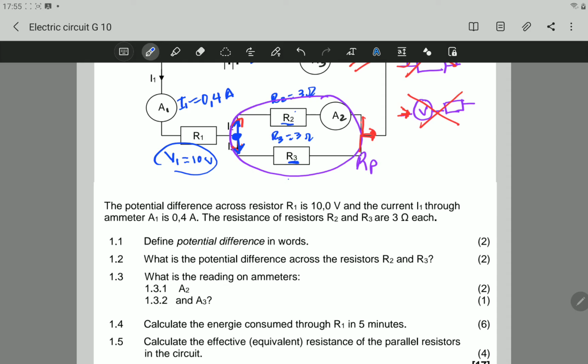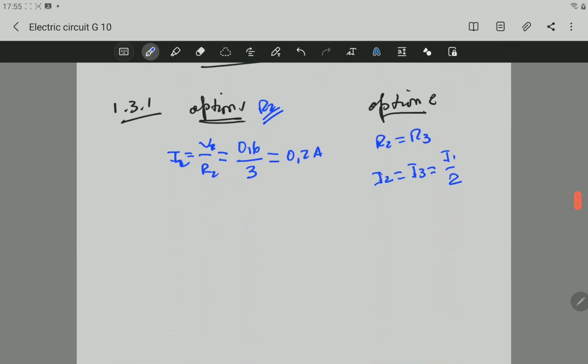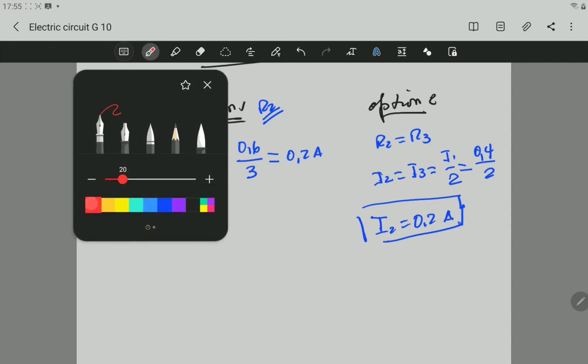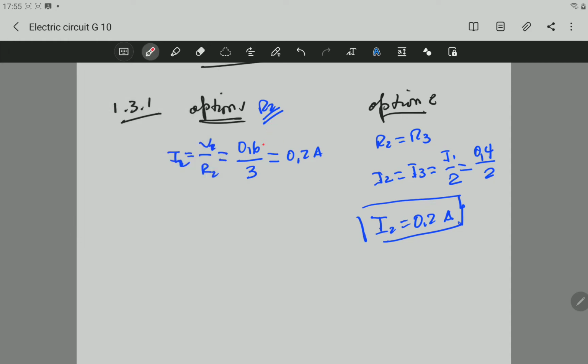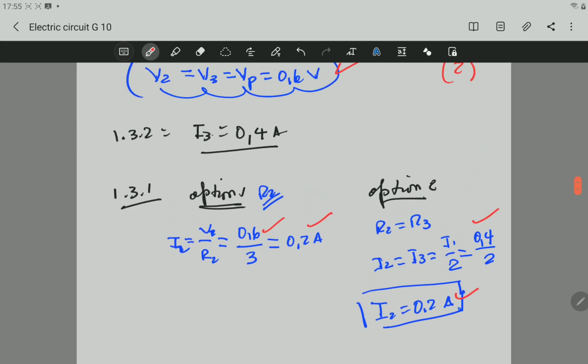So the current for any of these two resistors is equal to the total current divided by 2. The total current is 0,4 divided by 2. Therefore current 2 is equal to 0,2 amperes. This is the other way to solve that question. If you look at the marks allocation, here is one for this, one for that, and one for dividing by 2 and one for the answer. This is 2 marks for this equation, and then this one, which we answered already, is only 1 mark, and there is the answer for 1.3.2.